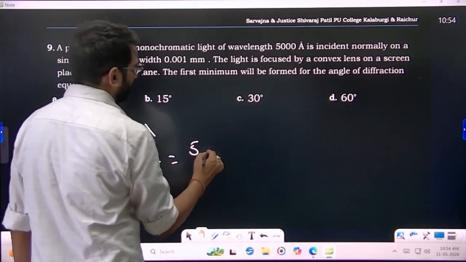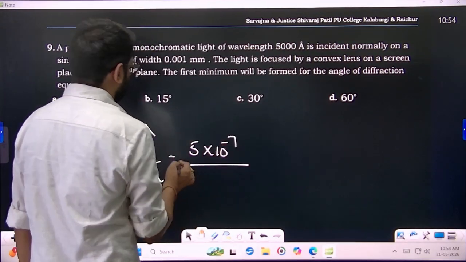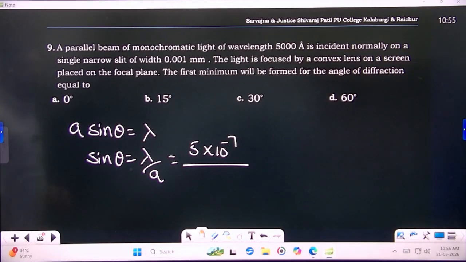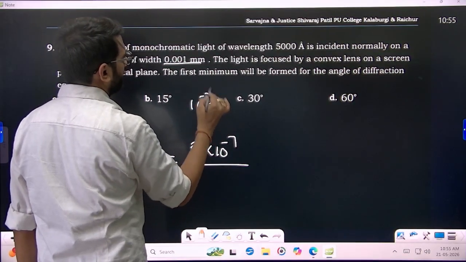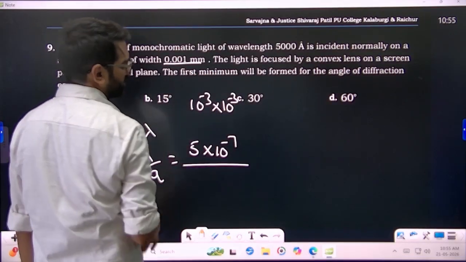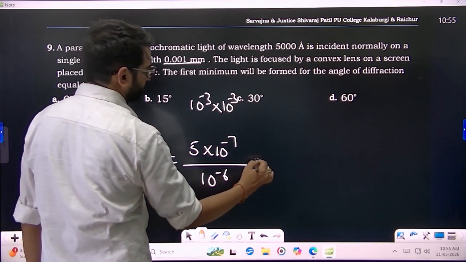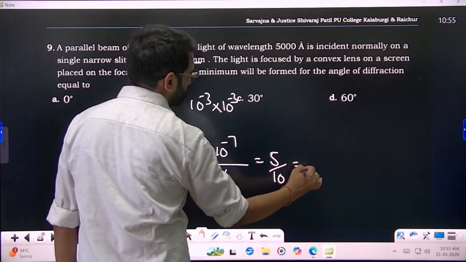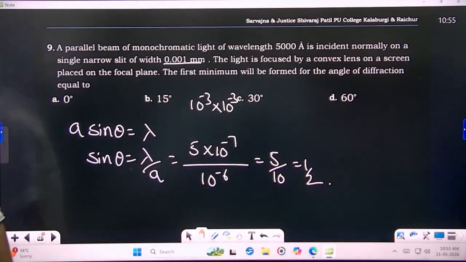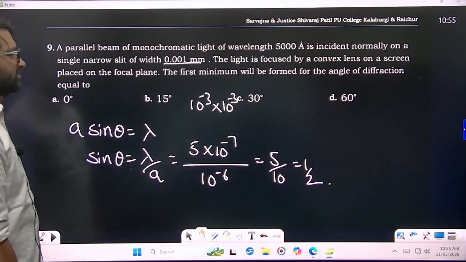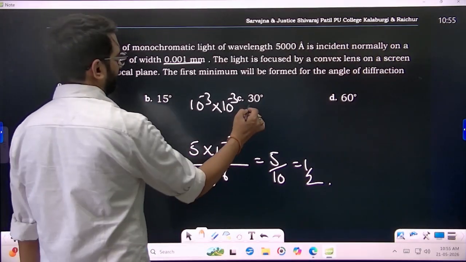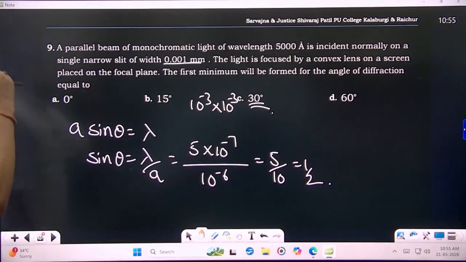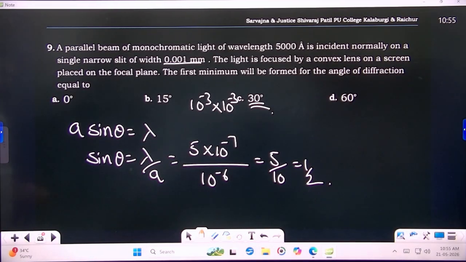Lambda is 5 into 10 to the power of minus 7. The slit width is 10 to the power of minus 3 into millimeter, so 10 to the power of minus 6. So this is 5 by 10, which is 1 by 2. Therefore, sin theta is 1 by 2, which is 30 degrees. So therefore, we get it as 30 degrees. That is the answer for this one.